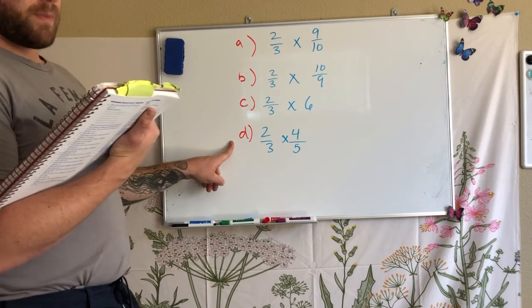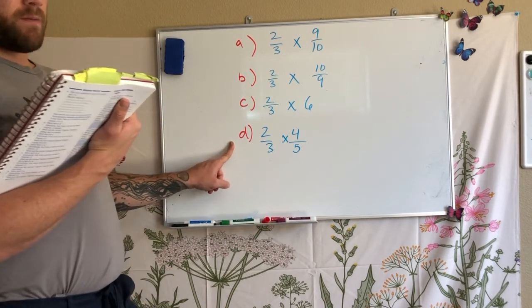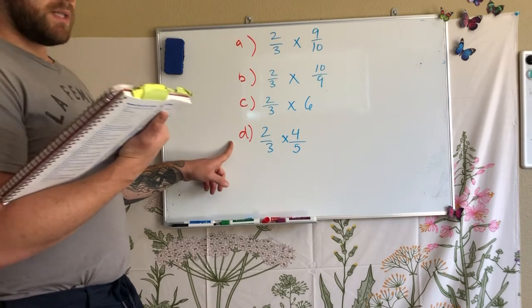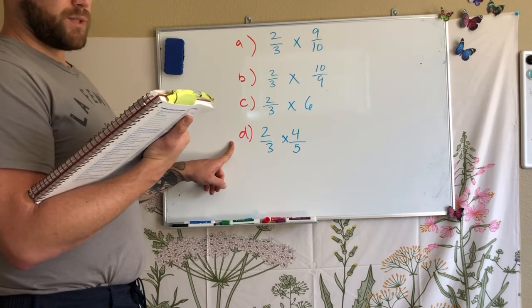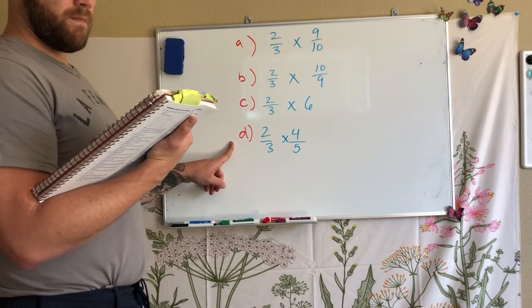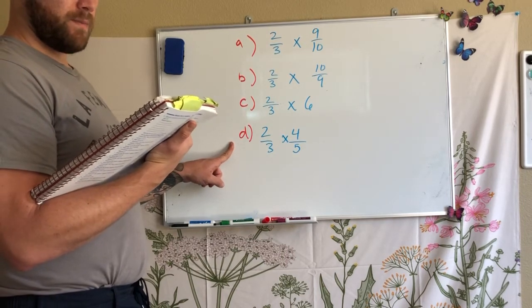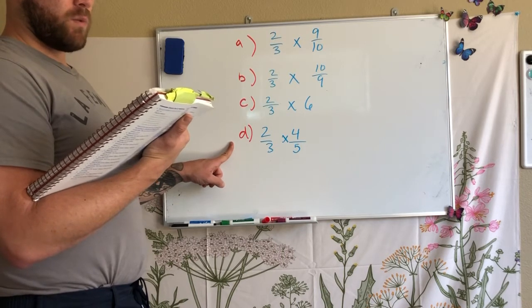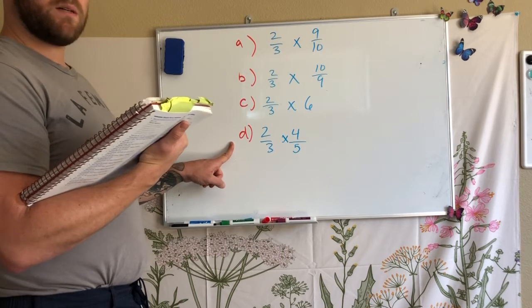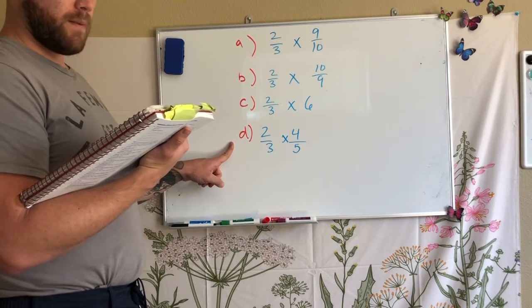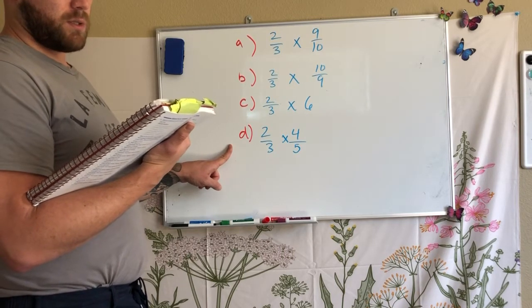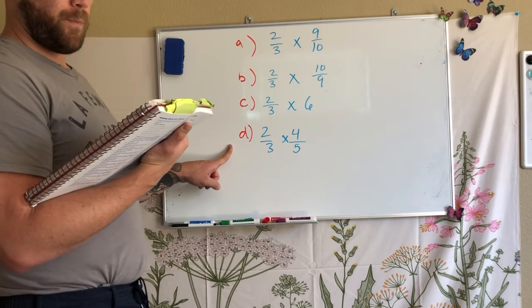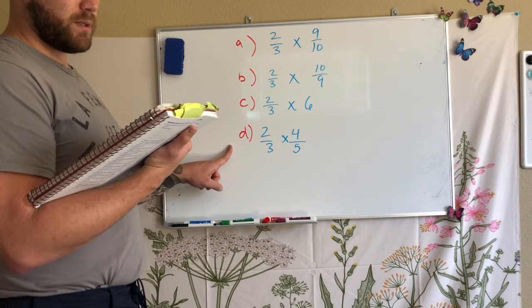Problem D. Read the problem, pause the video. 2/3 times 4/5. What do you multiply 2/3 by? Pause the video. 4/5. Is 4/5 more than 1 or less than 1? Pause the video. Less than 1. So do you end up with more than 2/3 or less than 2/3? Pause the video. Less than 2/3.